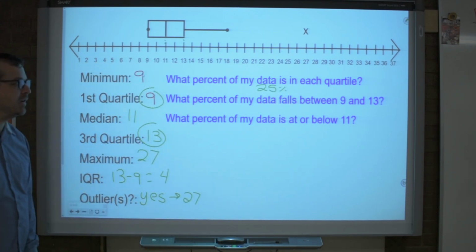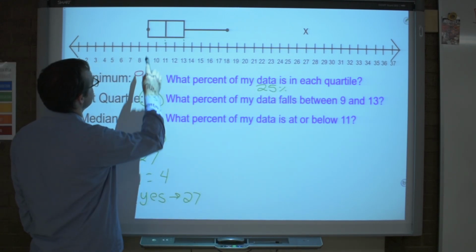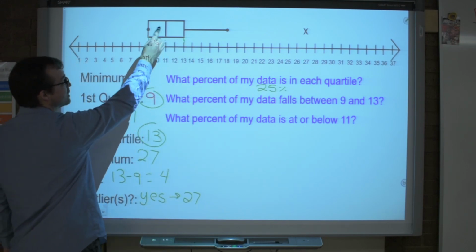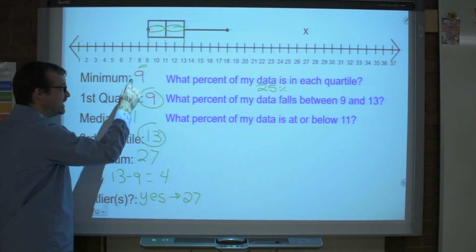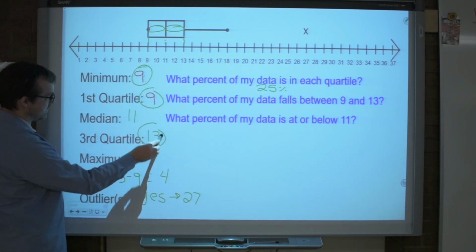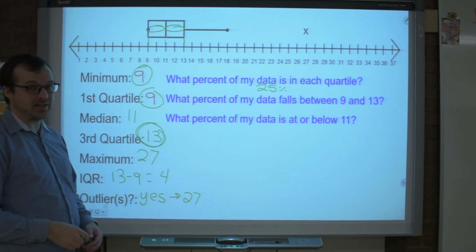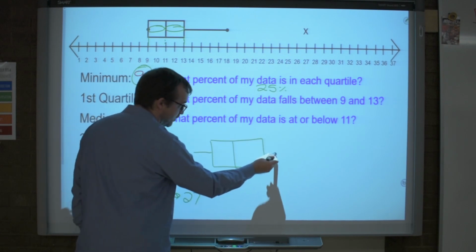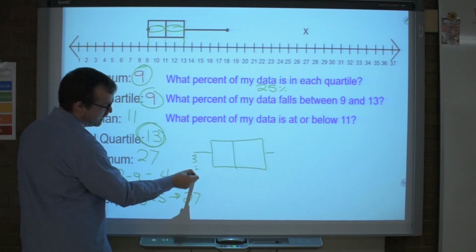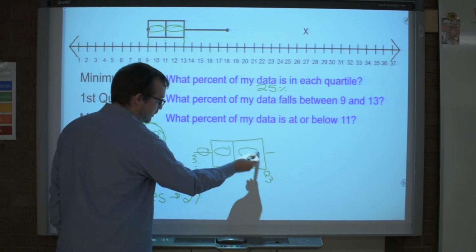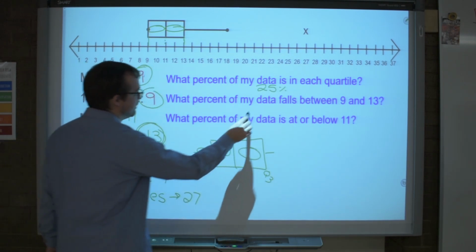What percentage of the data falls between 9 and 13? Now this one's tricky. It looks like there's 2 sections, so 50%. But remember, 9 is the minimum, and 13 is the Q3. So how much of my data is between 9 and 13? Remember that in a box plot with whiskers on both sides, this is the minimum and this is Q3. There's actually 1, 2, 3 sections. So that's actually 75%.